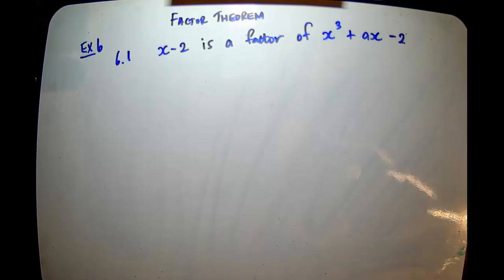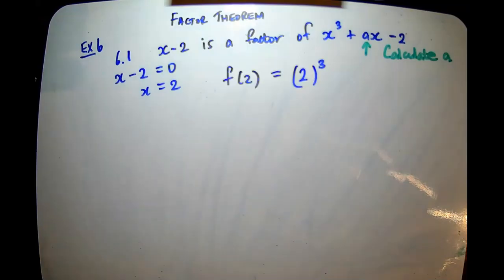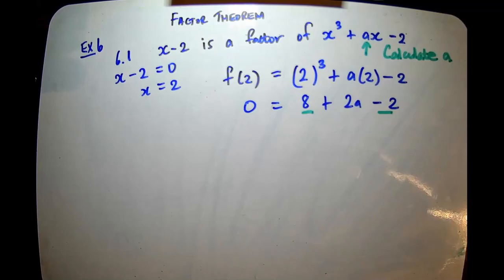Exercise 6.1. X minus 2 is a factor of that. In this case, they were telling you that it's a factor. So they want us to calculate a. So working out x, we will get 2. Substitute 2 into our equation. As we substitute it in, these are the answers we will receive. Solving for a, don't forget, we must let it equal 0. Why? Because it said that x minus 2 is a factor.